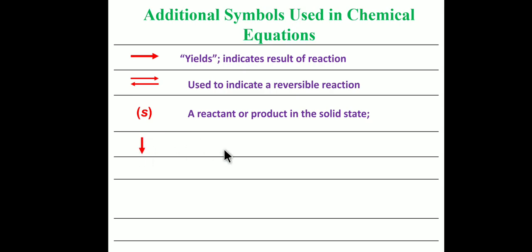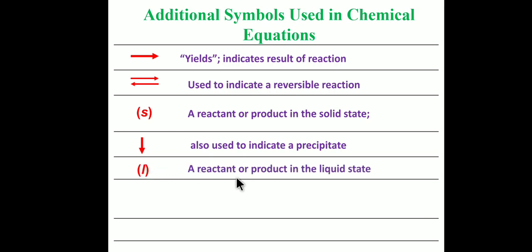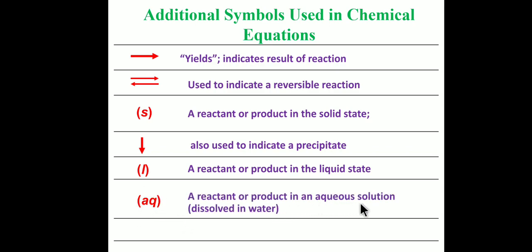The down-headed arrow mark, or downward arrow mark, indicates the precipitate, which is insoluble in a solution. If a substance is insoluble in a solution, then we can represent it with the precipitate. L means liquid state. If a reactant or product is in liquid state, then we represent it with L. Aqueous means a reactant or product in an aqueous solution, dissolved in water. If any reactant or produced product is dissolved in water, then we can represent it with aq.